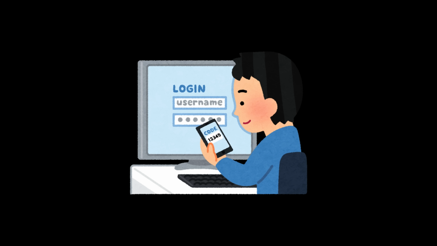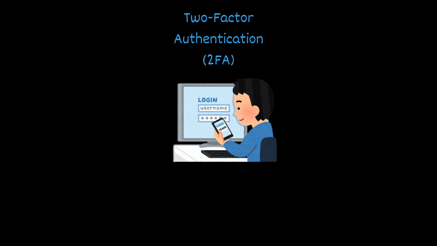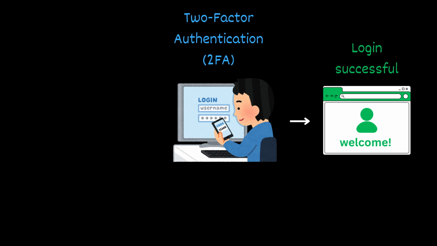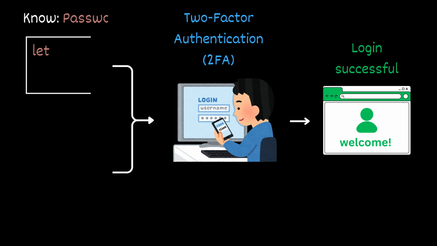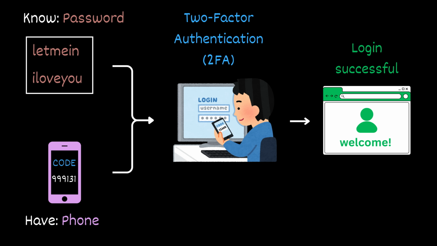But first, you might be wondering, what exactly is two-factor authentication? Two-factor authentication is a security method that adds an extra layer of protection to your account. To make your account more secure, it requires not just one, but two independent proofs of identity. The first factor is something you know, such as a password. The second factor is something you have, such as a phone that generates a temporary verification code.